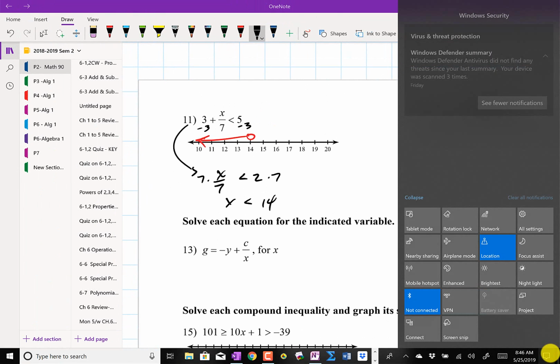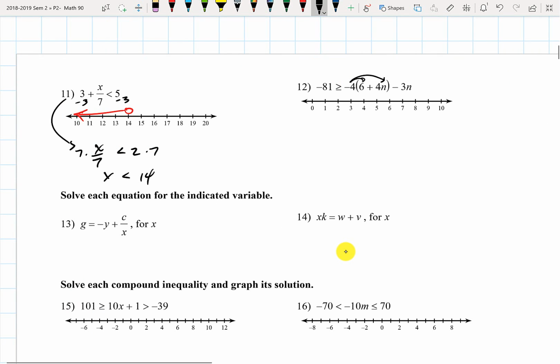Okay, excuse me for a moment, just checking something. There we go. Should be in tablet mode.